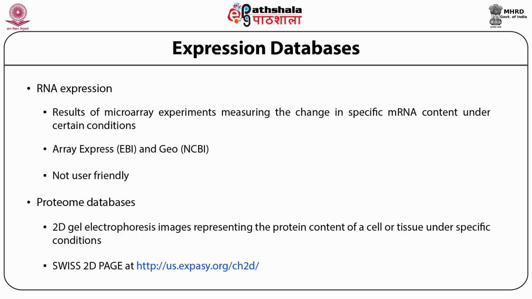So these two are the expression databases, one for messenger RNA, which was gained through DNA microarray experiments, and the other is the proteome database, which was gained through 2D gel electrophoresis followed by mass spectrometry.